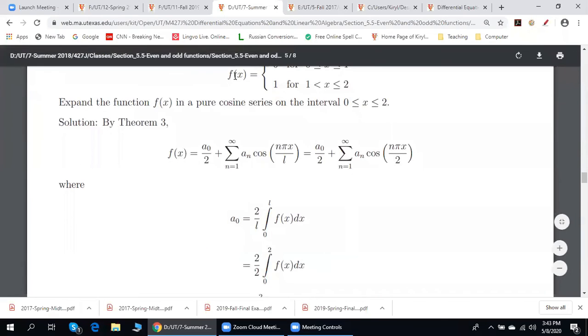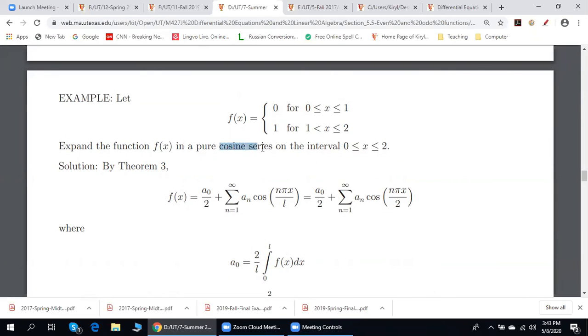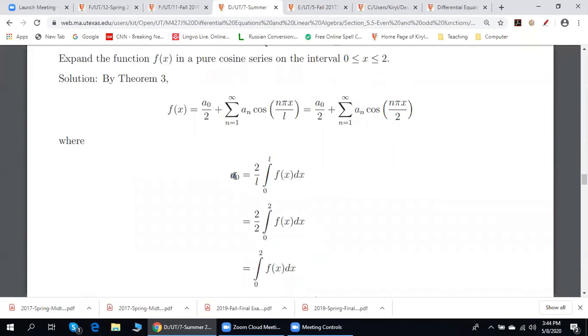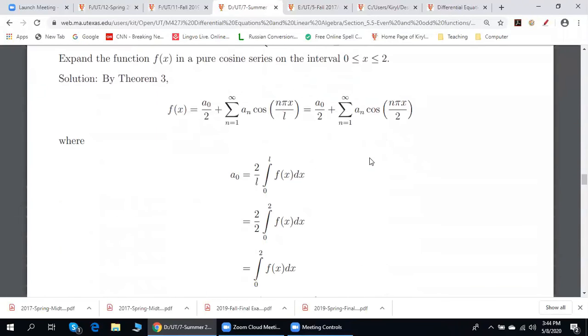Similarly, in the last problem, we have a piecewise function. We want to write it down in pure cosine series. So, since L is equal to 2, we replace this L by 2. Then, first we find A0. Here's the formula for A0. Note that in the general formula, we have cosine. But if n is equal to 0, cosine disappears because cosine of 0 is 1. So there is no cosine here.